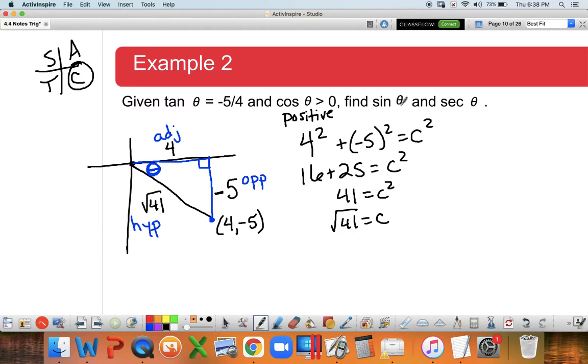The question is asking for us to find the sine value. So thankfully, we've got all the information that we need. So the sine of theta is opposite over hypotenuse. And yep, we got to take care of that.